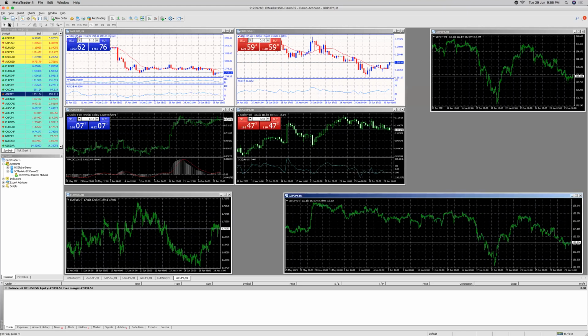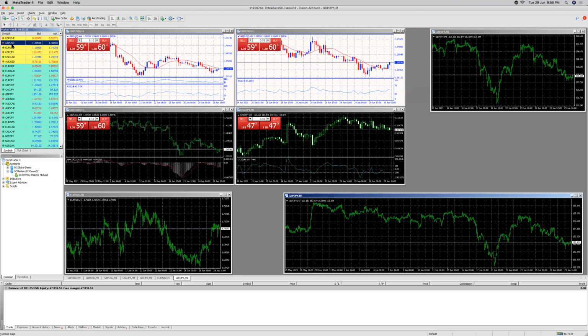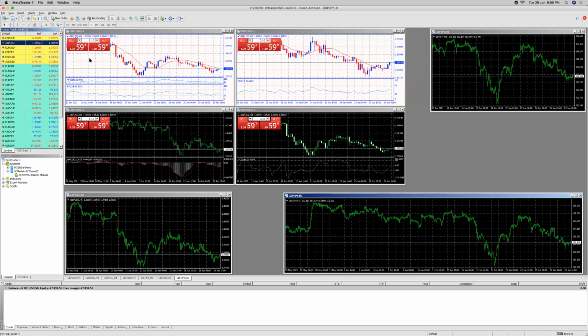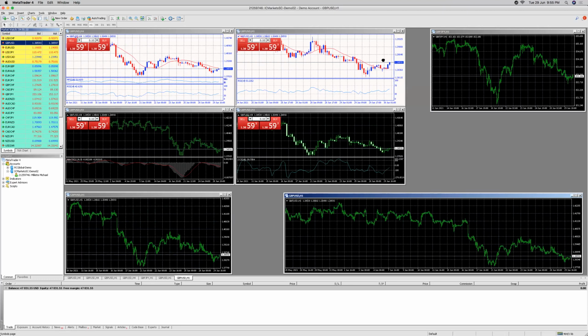Right. So let us work with the GBP USD. I drag GBP USD on this chart. I'm going to make all of them GBP USD. I'm just dragging it on various charts. So all of my charts now have GBP USD.